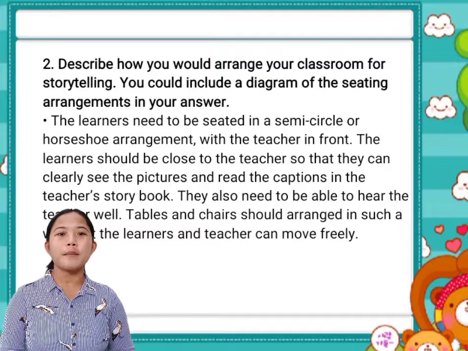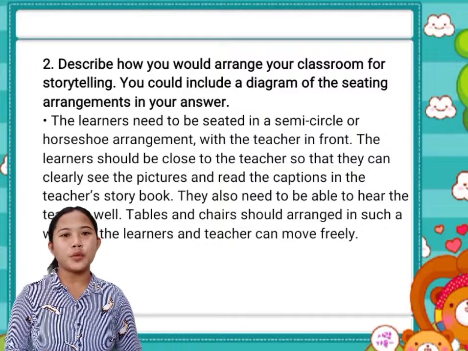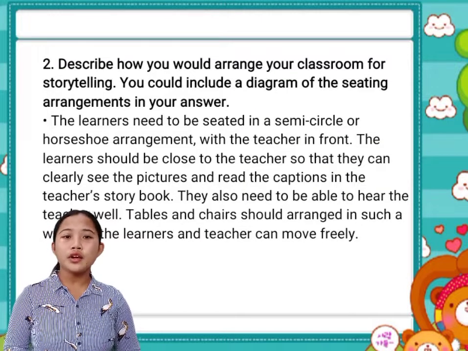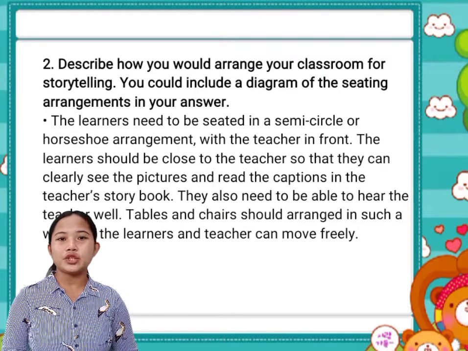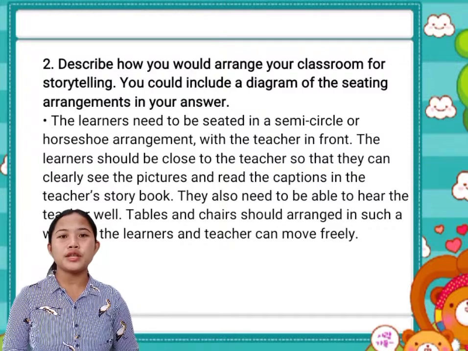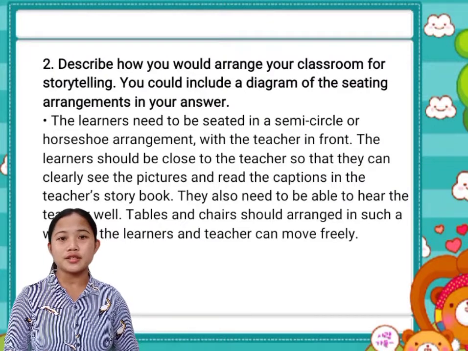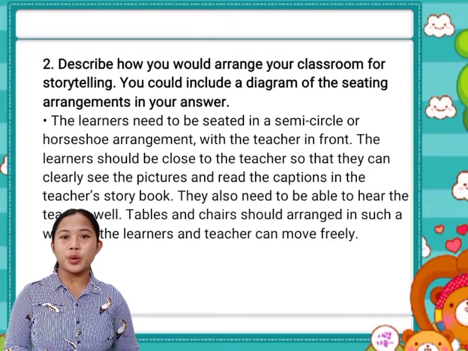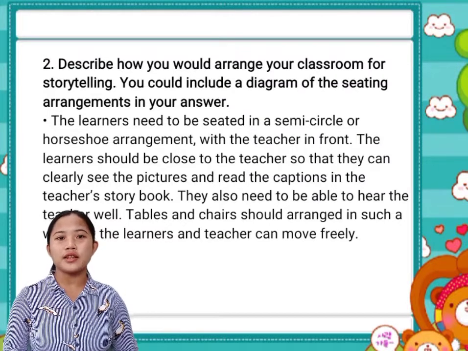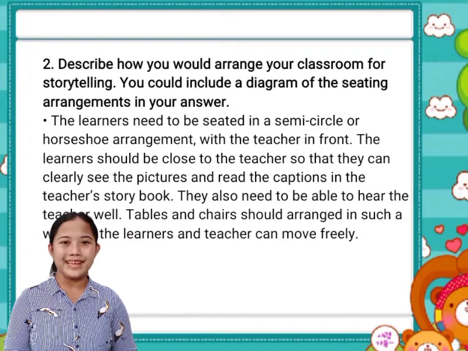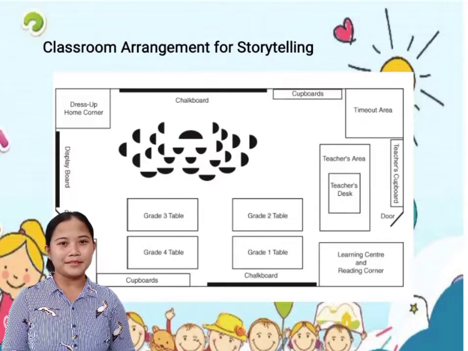So for number 2, describe how would you arrange your classroom for storytelling. You could include a diagram of the seating arrangement in your answer. So the learners need to be seated in a semicircle or horseshoe arrangement with the teacher in front. The learners should be close to the teacher so that they can clearly see the pictures and read the captions in the teacher's storybook. They also need to be able to hear the teacher well. Tables and chairs should be arranged in such a way that the learners and teacher can move freely. So as you can see on the screen, this is the classroom arrangement for storytelling.